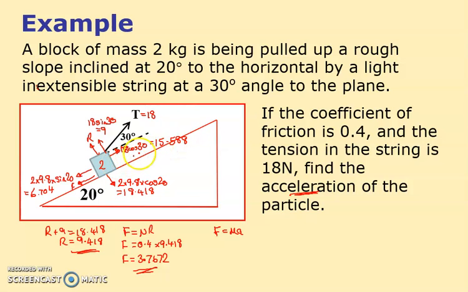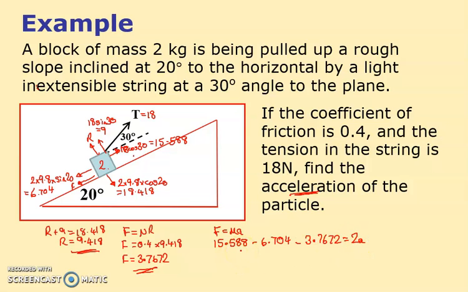So we just got to say the positive one, which is the 15.588, minus the two that are slowing it down. That's the weight in the direction of travel, 6.704, minus the friction, which we just calculated. So notice I'm just subtracting them, minus the 3.7672 is equal to the mass, which is 2, times the acceleration. And yeah, I think that will give me what I need.